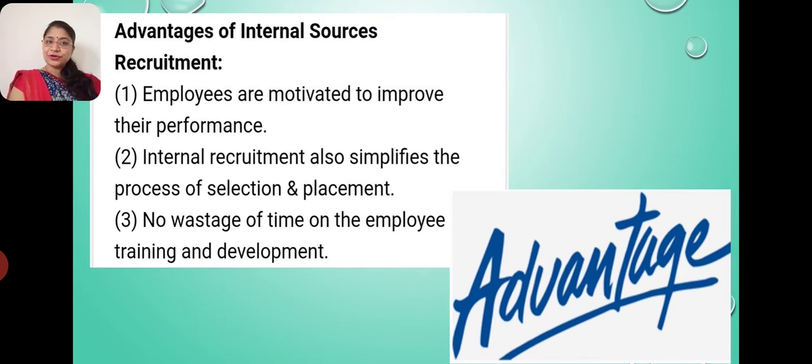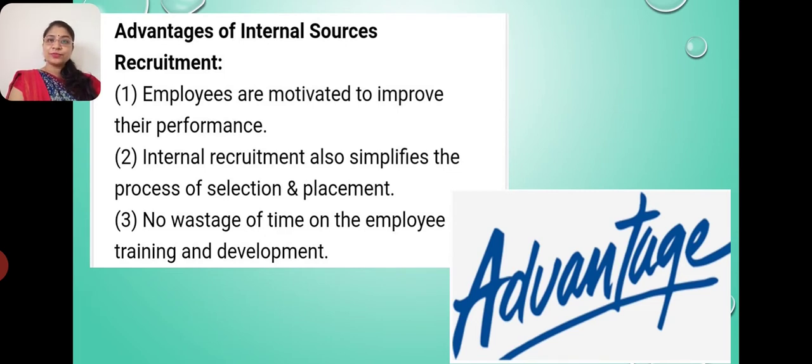Second one is internal recruitment also simplifies the process of selection and placement. Definitely this is a simple and reliable process, as the present employees who are already working in the organization know the organization, and they can be evaluated more accurately. Here it also reduces the cost of advertisement and of selection and placement, and there is no wastage of time for training and development, because the employees already know everything.